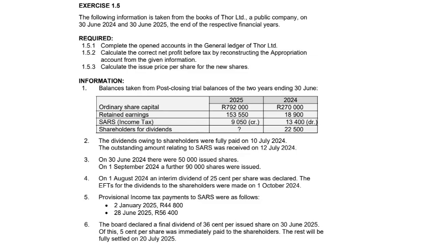Number 5, provisional income tax payments to SARS were as follows. On the 2nd of January 2025, 44,800 Rand. 28 June 2025, 56,400 Rand. Number 6, the board declared a final dividend of 36 cents per issued share on 30 June 2025. Of this, 5 cents per share was immediately paid to the shareholders. The rest will be fully settled on 20 July 2025.